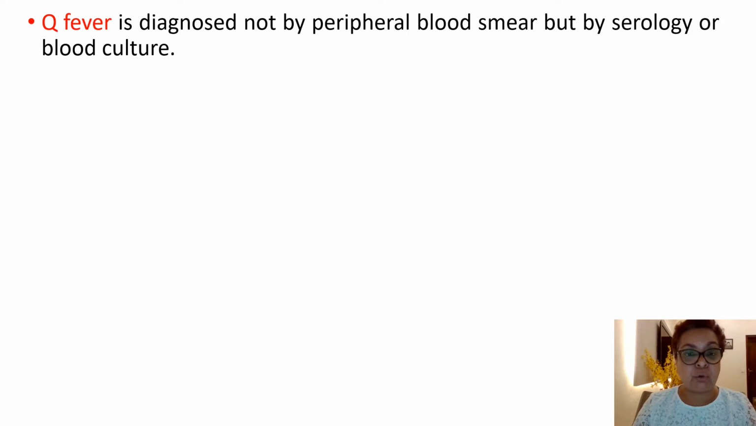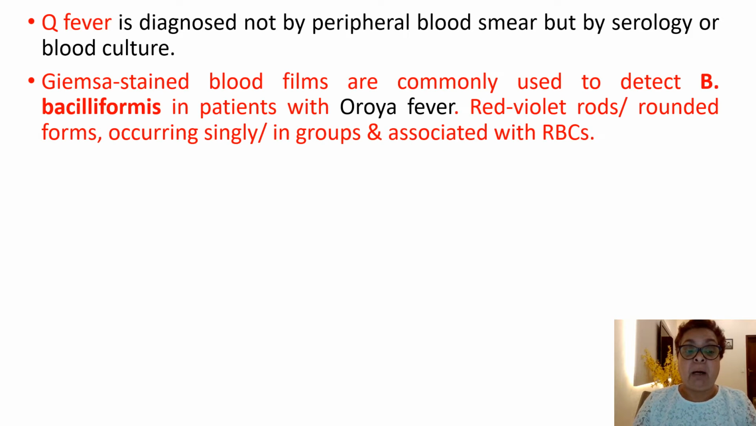Q fever is diagnosed not by peripheral blood smear, but either by serology or by blood culture, where that is in cell lines. Amongst the other diseases, Bartonella bacilliformis, we can prepare Giemsa stained blood films, and these can be used to detect the organism in patients suffering with Oroya fever, and we can see the red-violet rods or rounded forms either occurring in groups or in single. Okay, so that would be demonstrable.